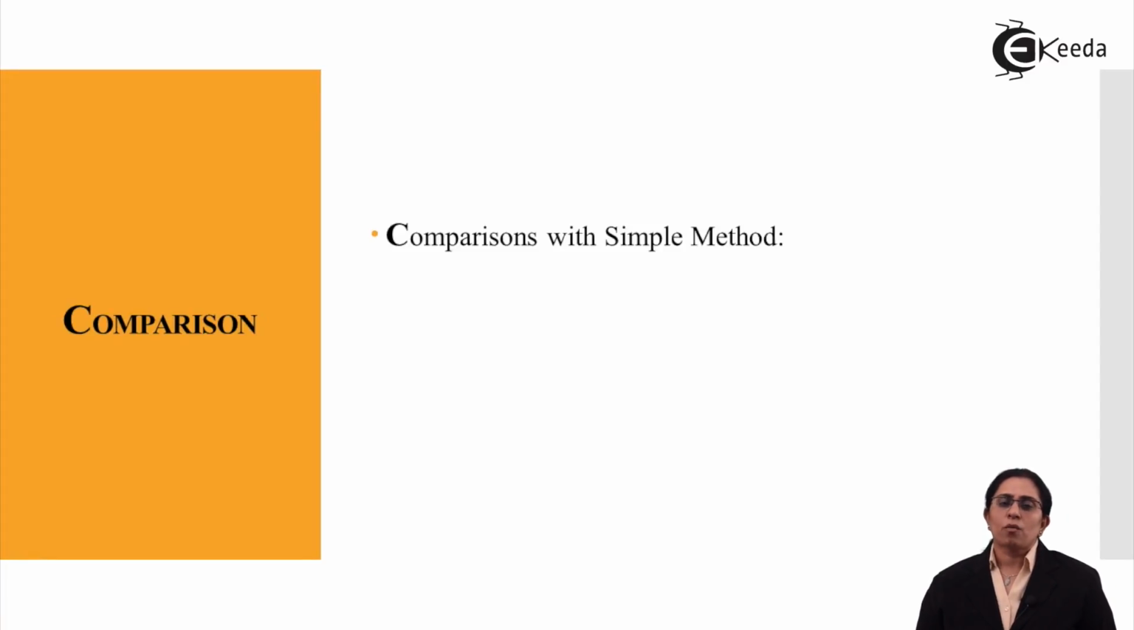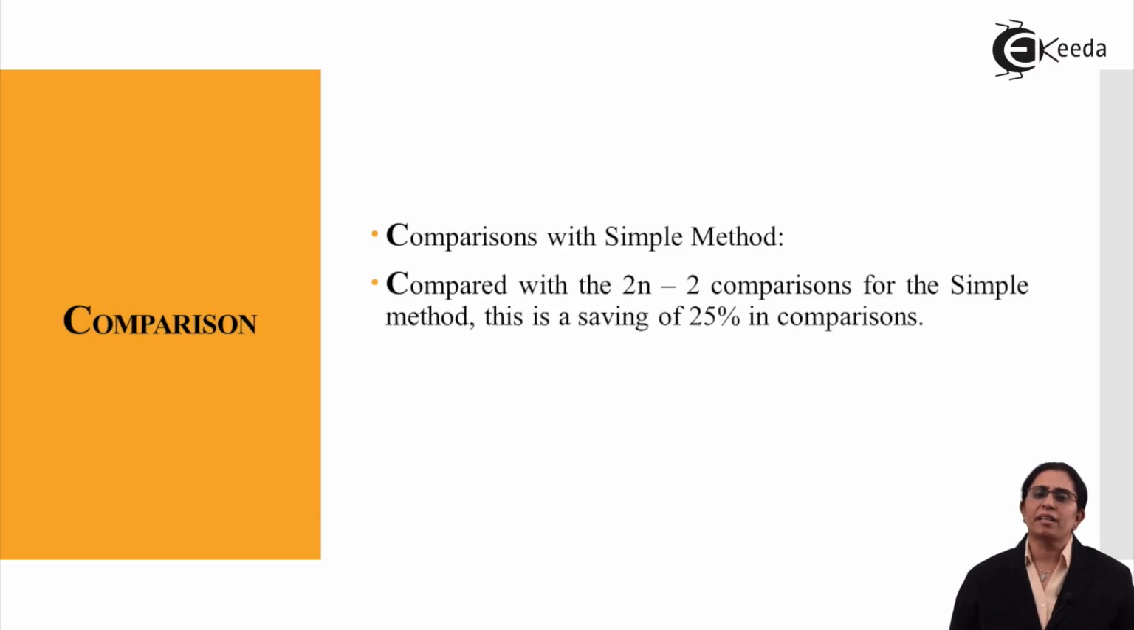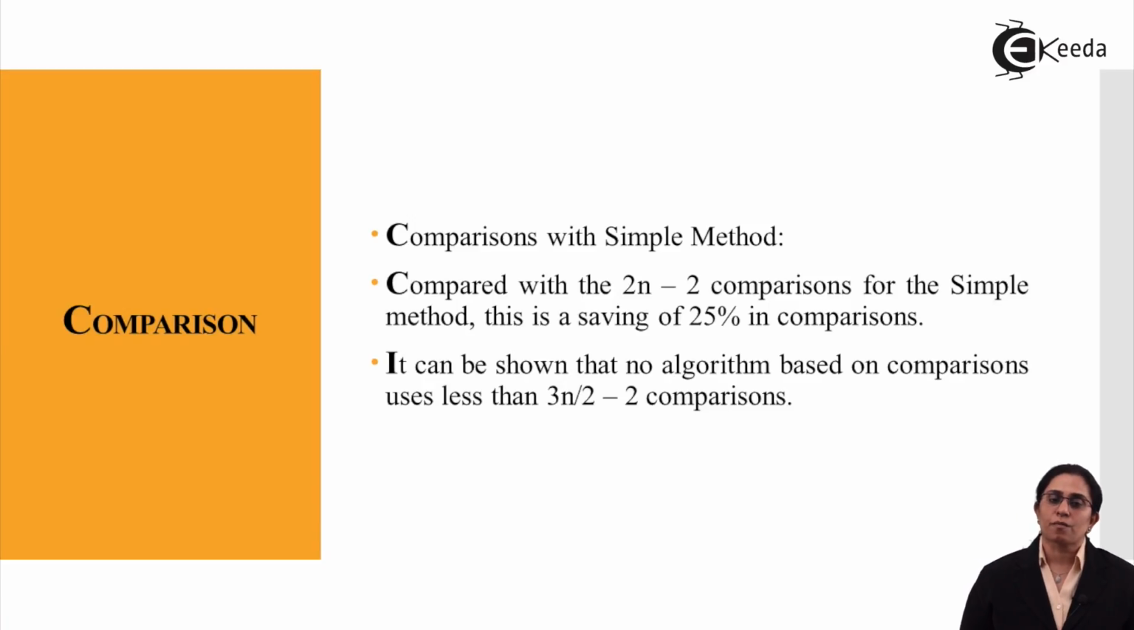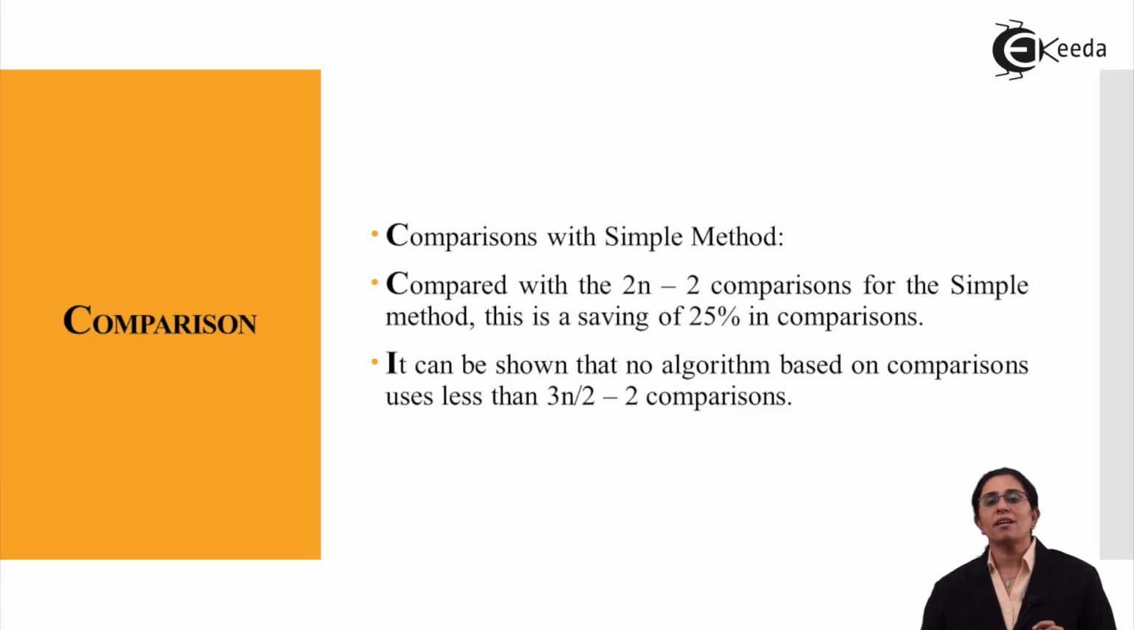Now again we see what is the comparison if I compare with a simple min-max method, that is normal traversing of my array and finding the min-max. Compared with the 2n minus 2 comparisons for the simple method, this is saving 25% of my comparisons. It can be shown that no algorithm based on comparison uses less than 3n/2 minus 2 comparisons.